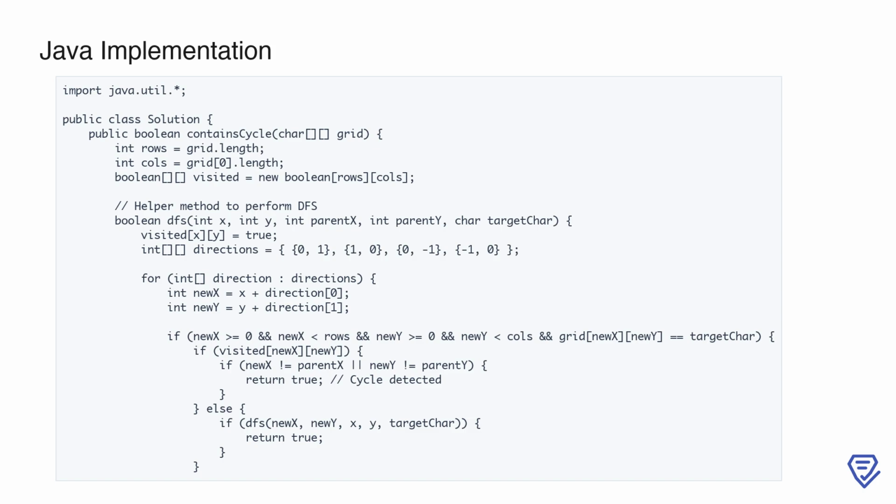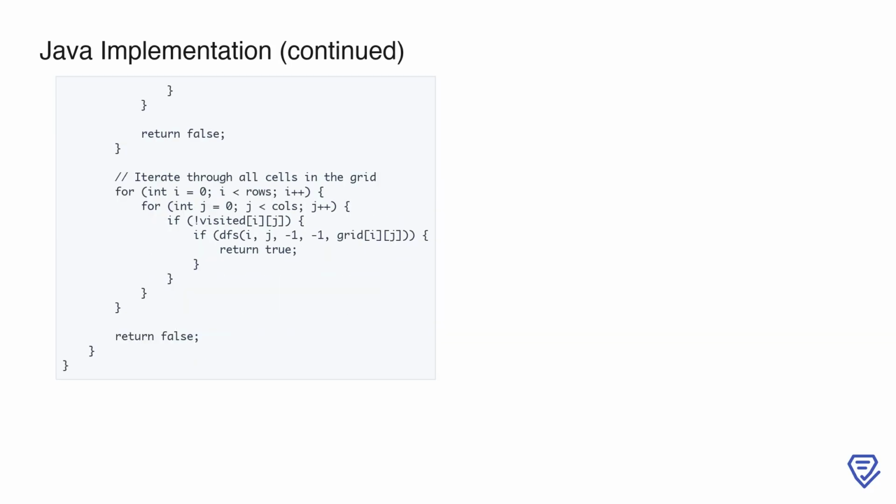If a neighboring cell shares the target character and is within bounds, we check if it has already been visited. If so, and the neighbor is not the parent cell, a cycle is detected, and we return true. Otherwise, we recursively call the DFS method on the neighbor. If any recursive call detects a cycle, we propagate that result back by returning true. If no cycle is detected during the DFS traversal of a neighbor, we continue checking other directions. Once all possible moves have been explored, the DFS method returns false, indicating no cycle was found starting from this cell.